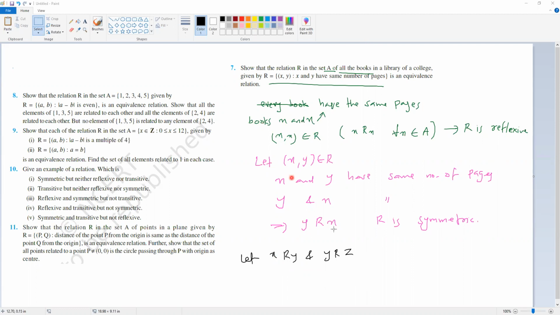Okay, I'm not writing that because it's very simple. I don't want to waste time. You got it now? x related to y and y related to z means x and y have the same number of pages. y related to z means books y and z have the same number of pages. So then x and z also have the same number of pages. That means x is related to z. So hence you have to conclude that since the relation is reflexive, symmetric, and transitive, the relation is an equivalence relation.